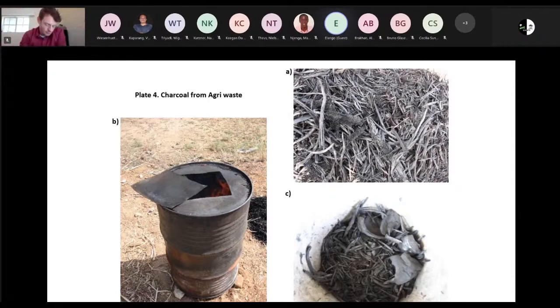Here we can see the biochar from the agriculture waste. It's mostly soft in nature, so to convert into powder, there is no need for machinery. Even we can crush the agri-waste charcoal by hand and make it into powdered form.